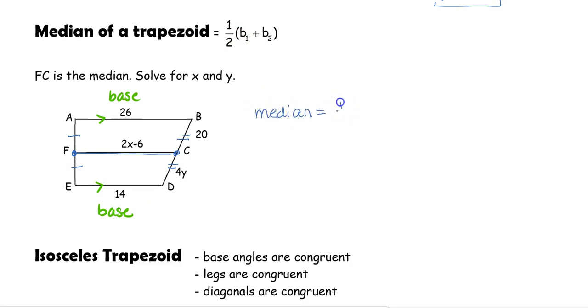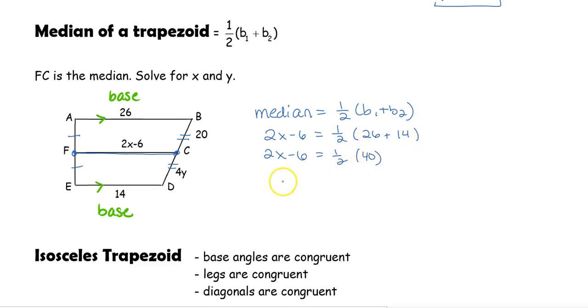is equal to 1/2 the bases. So in this case, the median is 2x minus 6, and that's equal to the two bases added up. So one base is 26 and one base is 14. It doesn't matter which one you make base 1 and which one you make base 2. Go ahead and simplify the right-hand side. 26 and 14, that's going to give me 40. Half of 40 is 20, and now I can just solve for x.